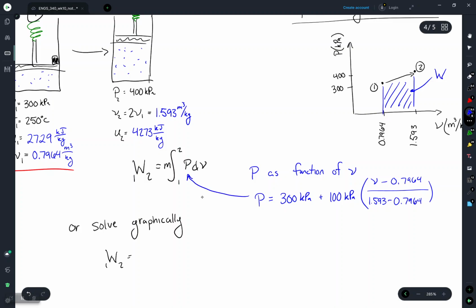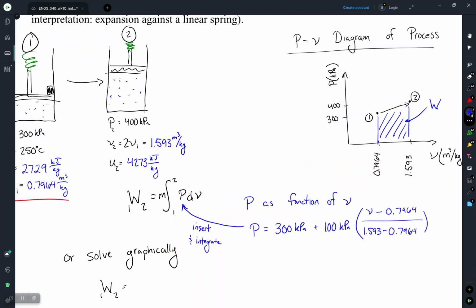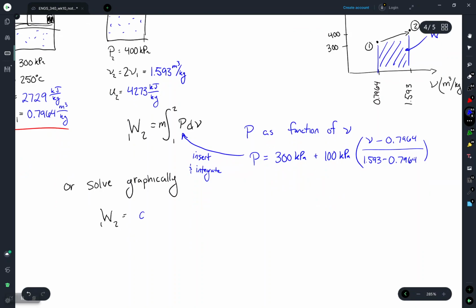We could then insert and integrate. This would work fine. We're eventually going to do things like this, but for this particular problem we can simply solve it graphically. We know that the work is, as you can see in the graph on the top right, just the area under that curve. So we can use simple geometry to be able to do this. So work is equal to the area under the curve on our PV diagram.